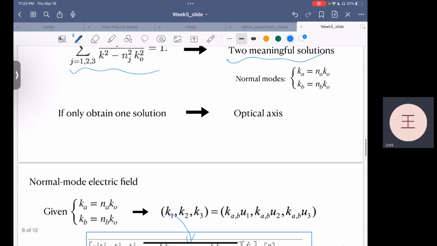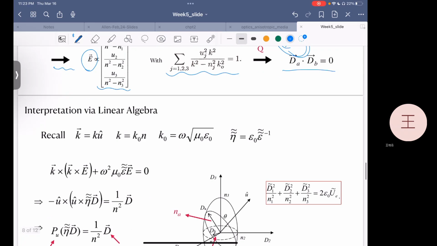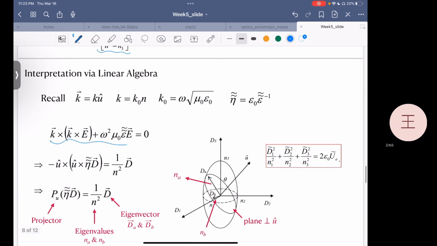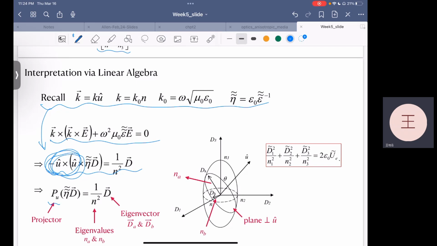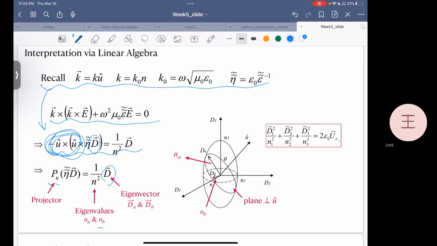Okay, so let's now continue. So now we have just interpreted our wave equation as physical, just directly. And now we will mix in some linear algebra concepts. So starting from the conclusion we had before, with some common sense, we can find that it can be expressed in this form. If we take this as a projector, then we will find that it will just project the electrical displacement onto a plane with eigenvectors and the corresponding eigenvalues.